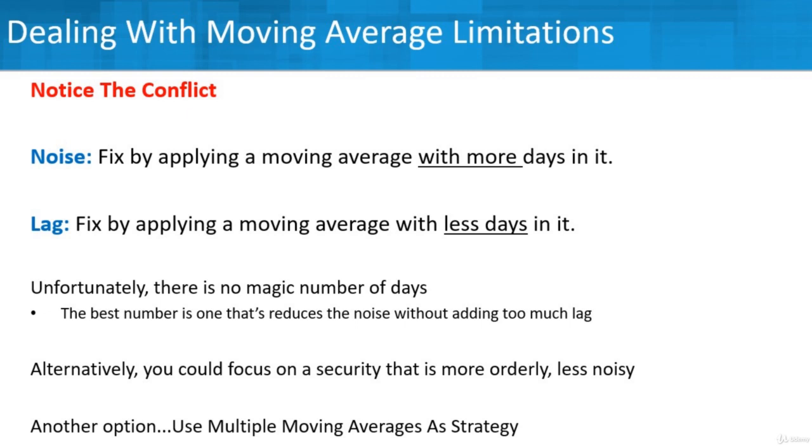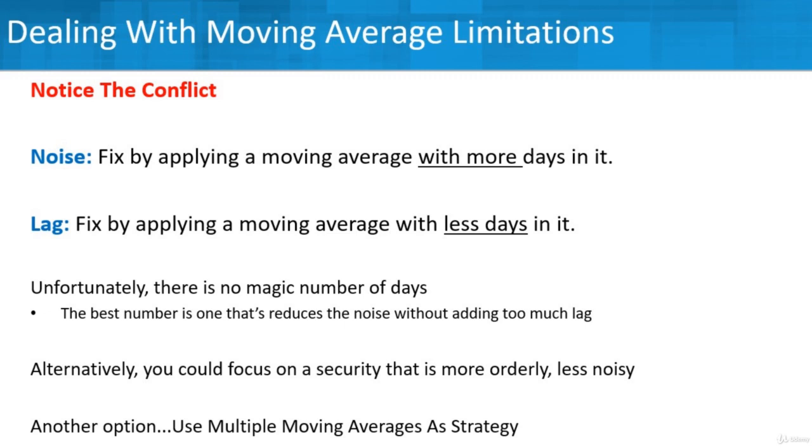Alternatively, what you could do is just focus on a security that's more orderly, or in effect less noisy, has fewer of these outliers, so it's a little bit more orderly. If you have less noise, you can work on that lag part a little bit more and use a moving average with fewer days because the security is moving in a more orderly fashion. So that's another way you could do it.